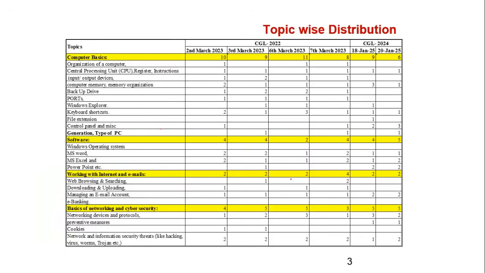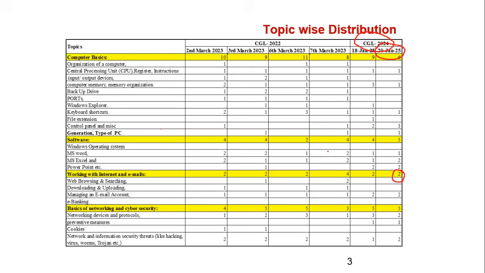Coming to the topic wise distribution for the SSC CGL exam. Okay. And if you see for year 2024, that is SSC CGL 2024, in Tier 2, for the exam that was held on 20th Jan 2025, for all the chapters from computer basics, software, working with internet and email, basics of networking and cybersecurity, they have more or less equal weightage except for working with internet and email, where this particular year we have seen only 2 questions and all other sections have 5 or 6 questions.